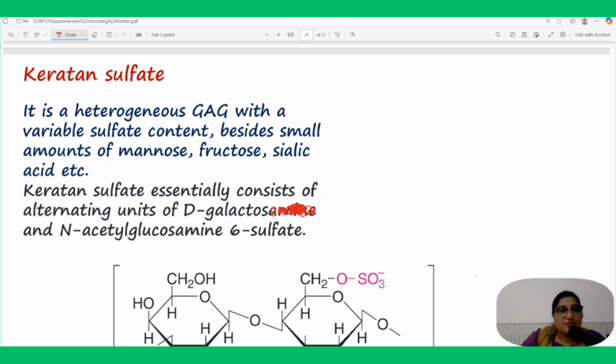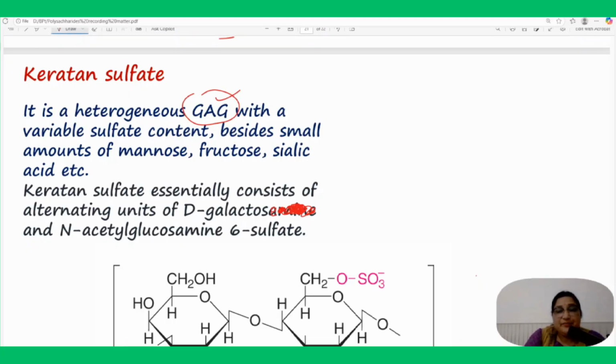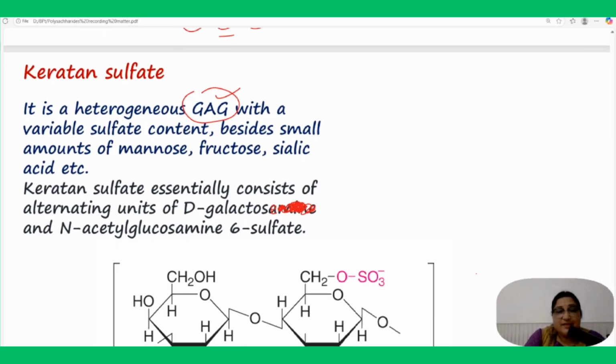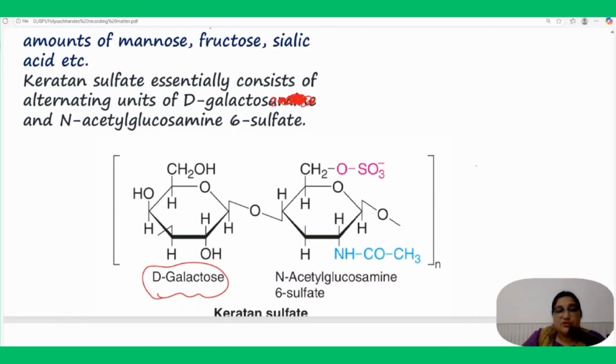So now moving on to the structure of keratan sulfate. It is a heterogeneous glycosaminoglycan, or the heteropolysaccharide, which contains the repeating disaccharide unit of D-galactose and N-acetyl glucosamine 6 sulfate. All right, and together these subunits are beta 1,4 linked with each other.